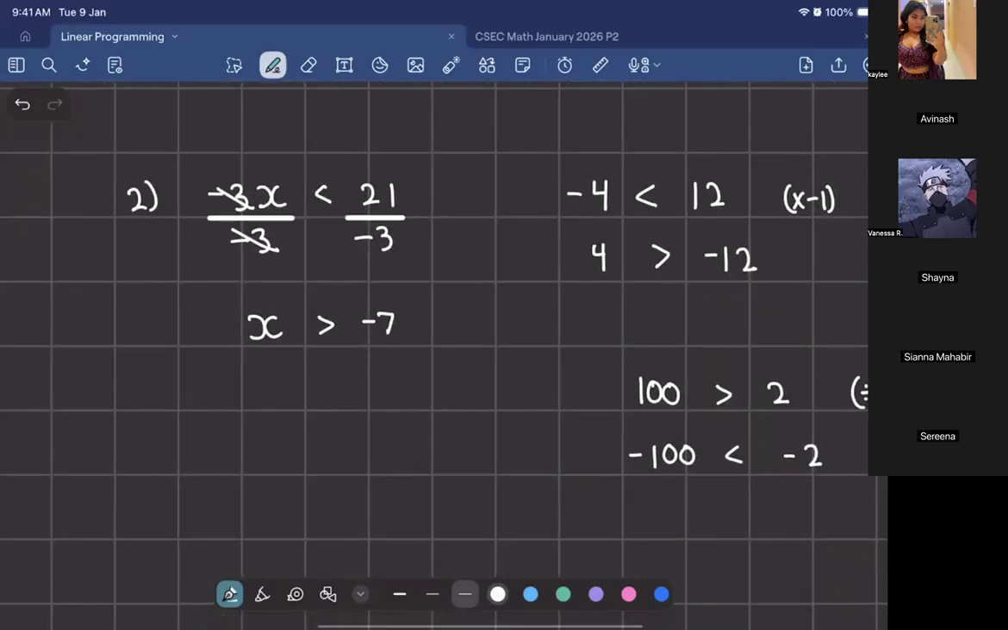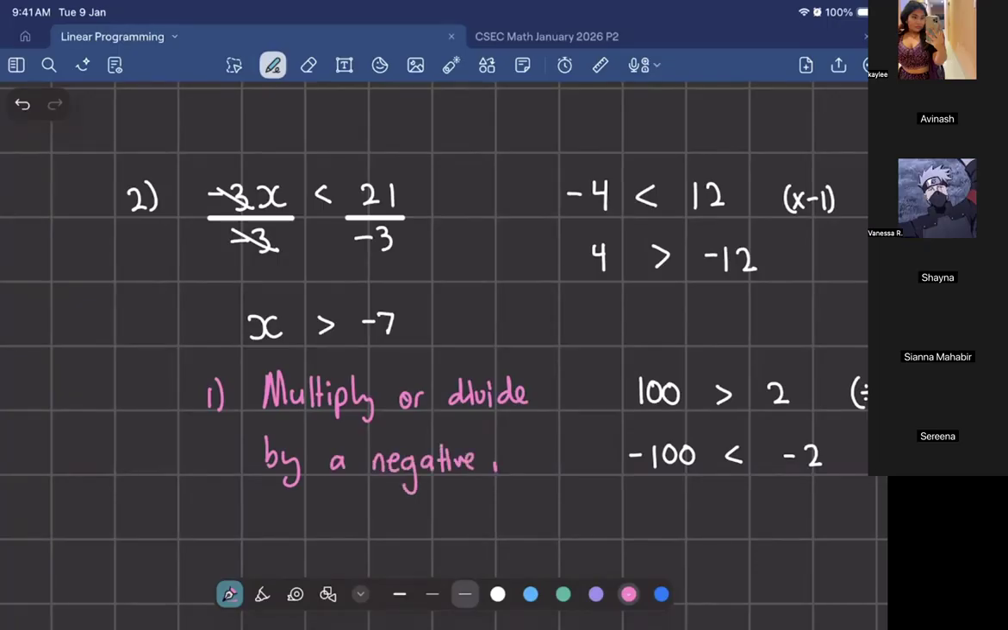That's it. Right. So rule number one that you should remember anytime you're dealing with inequalities: if you multiply or divide by a negative, change the inequality sign.